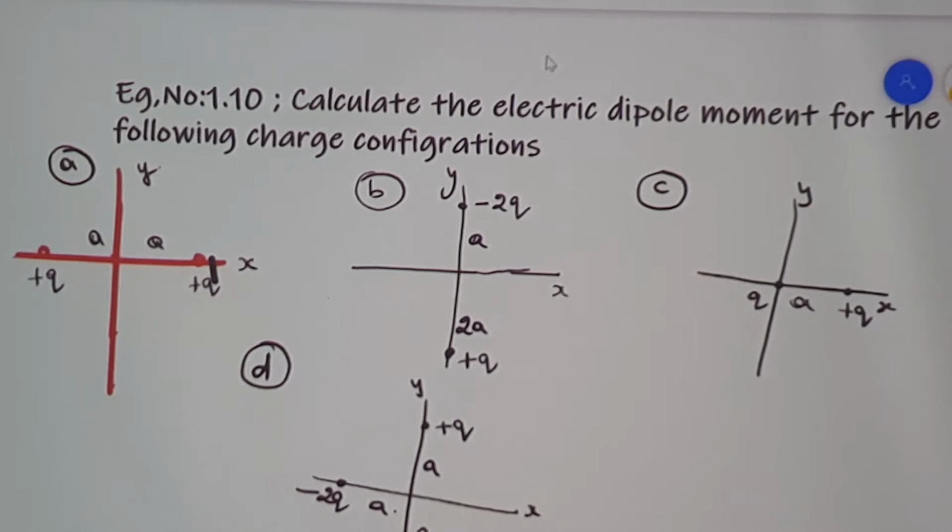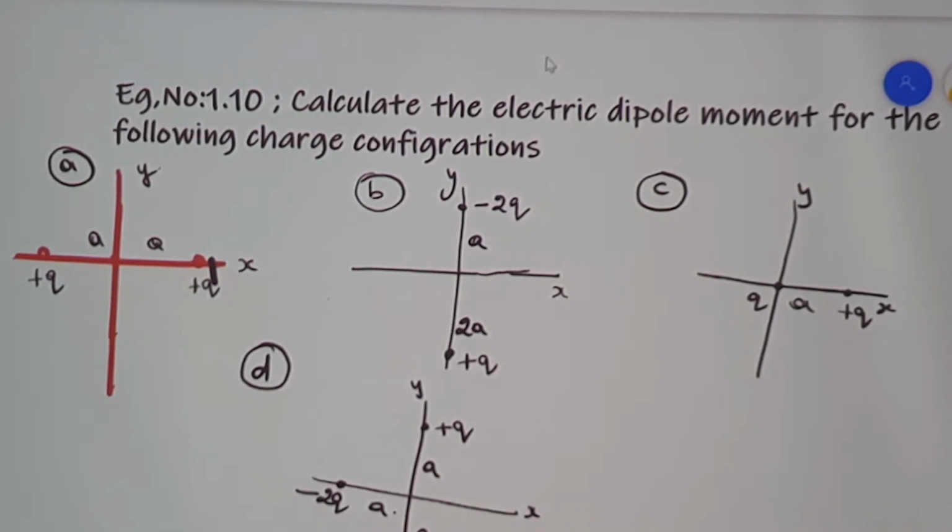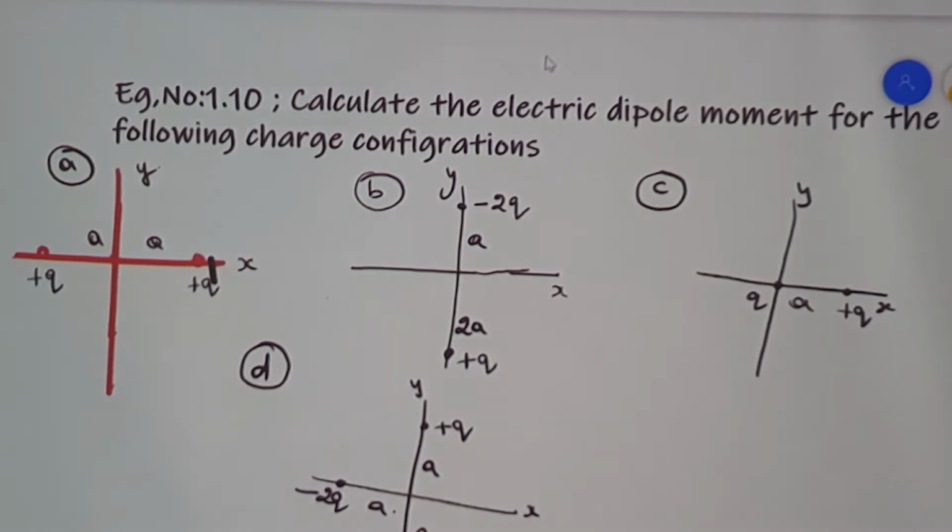In the last class we went through the problems and completed 1.9. We are now going to example problem 1.10. Let us go through the problem. Calculate the electrical dipole moment for the following charge configurations.